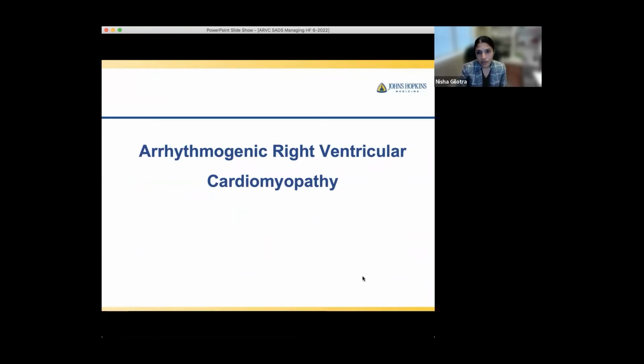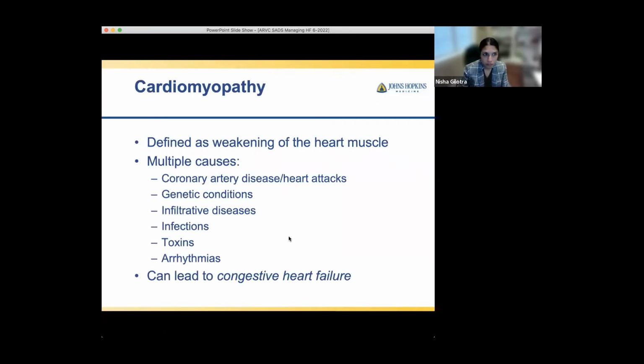And I want to start with a few definitions. So arrhythmogenic right ventricular cardiomyopathy. As many recall, the terminology used to be dysplasia and has switched over to cardiomyopathy. So what does cardiomyopathy mean? So literally it means cardio, heart, myos for muscle, and pathy, so weakness or disease. So a weak heart muscle. And there are multiple causes.